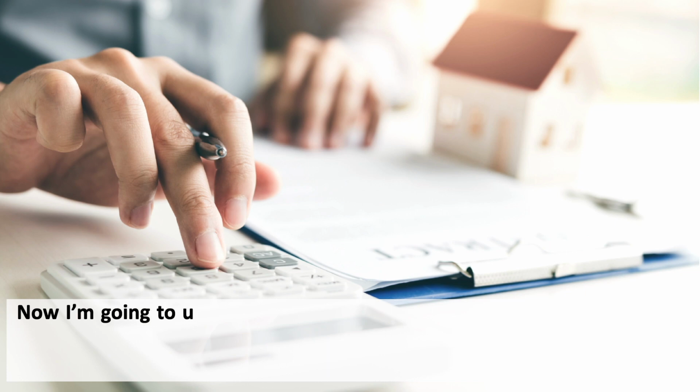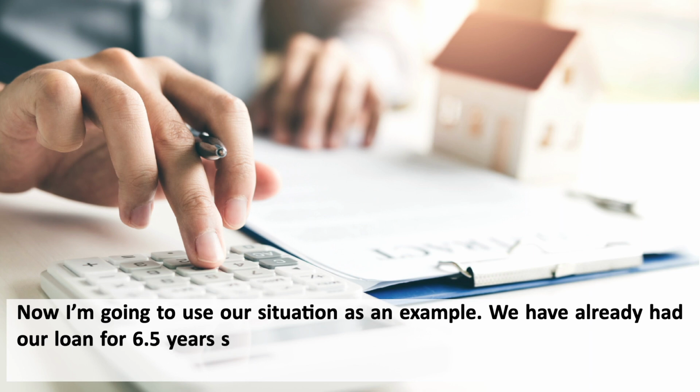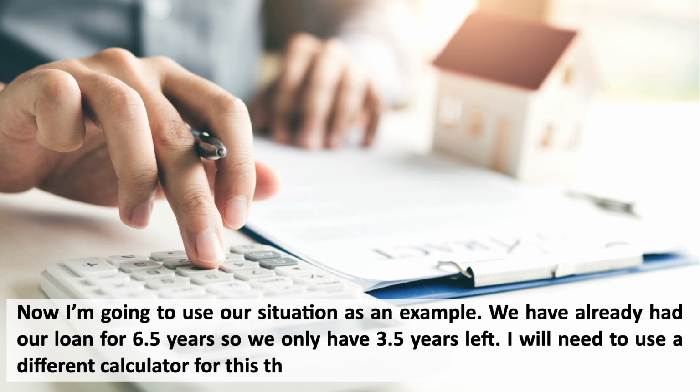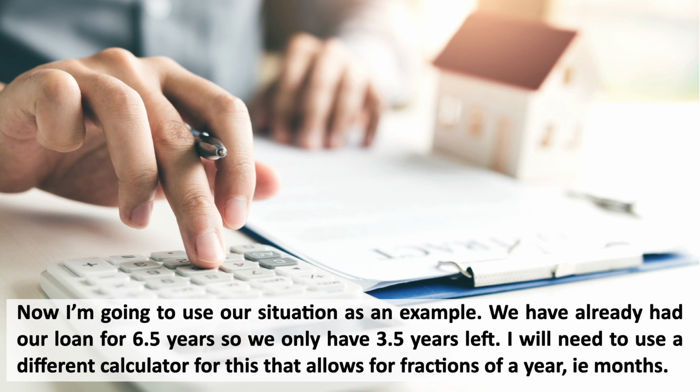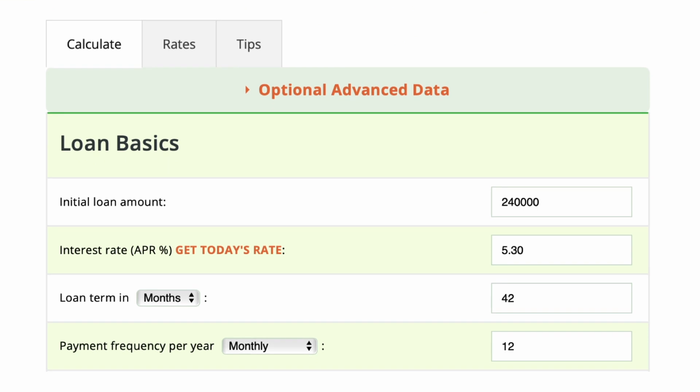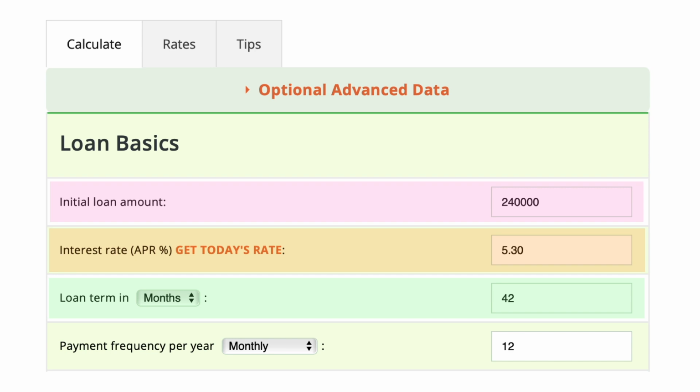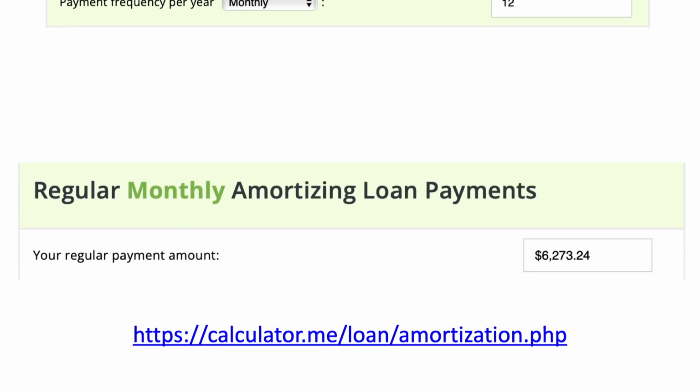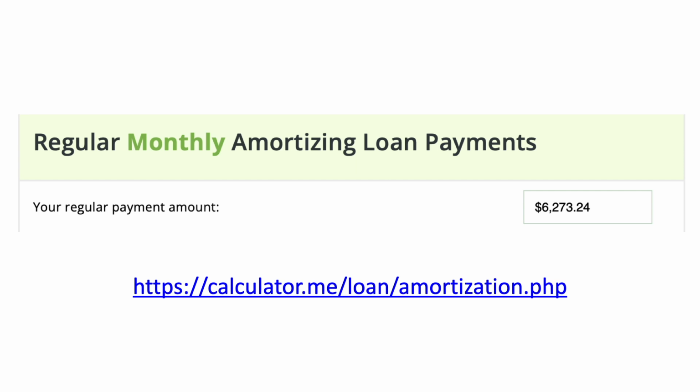Now I'm going to use our situation as an example. We've already had our loan for 6.5 years, so we only have 3.5 years left. I will need to use a different calculator that allows for fractions of a year, i.e. months, and I found this one on the calculator.me website. I added in our loan amount of $240,000 and that interest rate of 5.3%, and then I made the loan term 42 months, which is 3.5 years. According to this calculator, I need to pay $6,273 each month to reach our goal. This is achievable but will be a stretch.